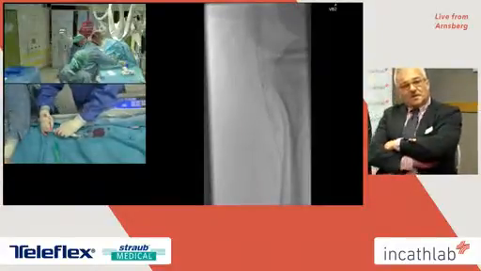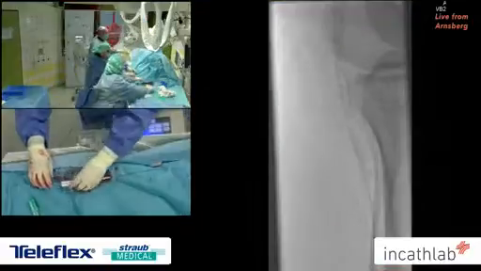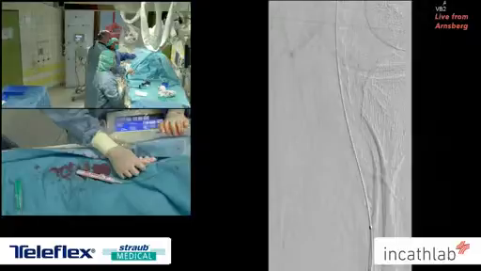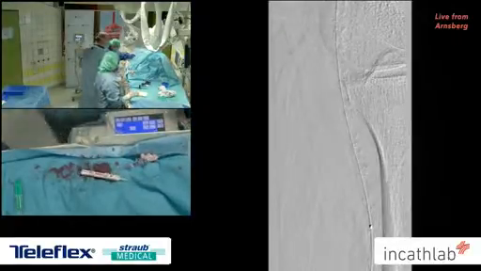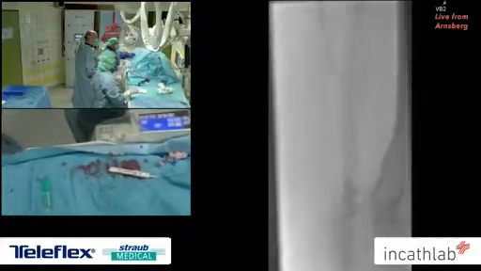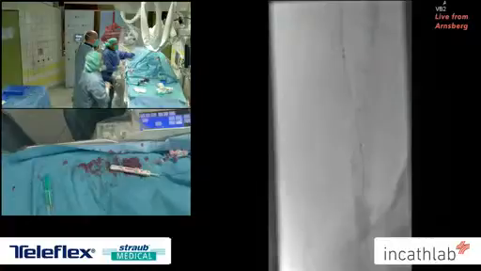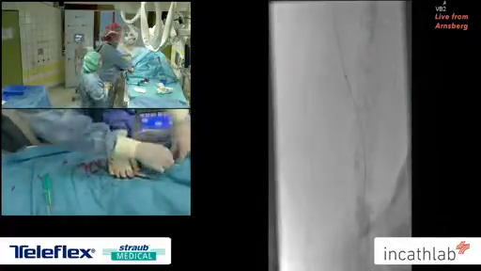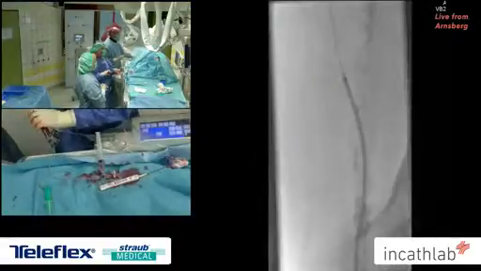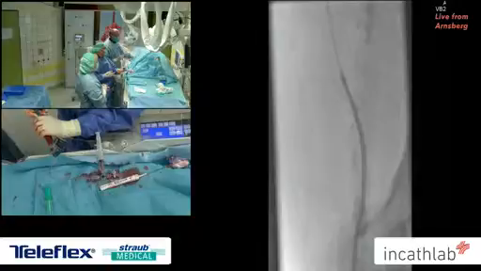So probably in this phase we inserted the shortest balloon. We also have to mention this is a 4F balloon, which is also very helpful for an antegrade approach. So you can even stay with a total 4F approach. But in this case, we used the 6F approach. But if you want, you can stay with 4F.